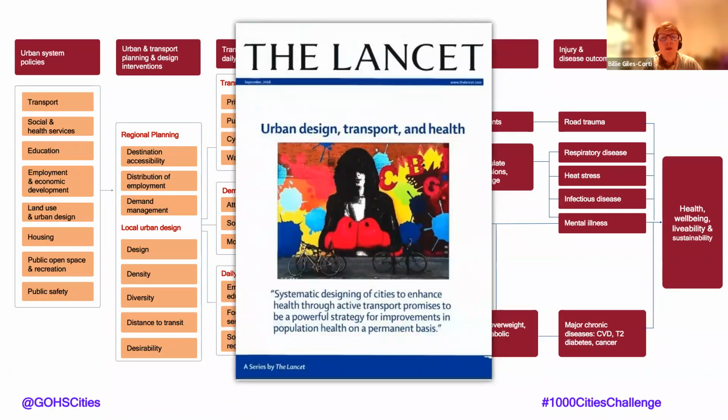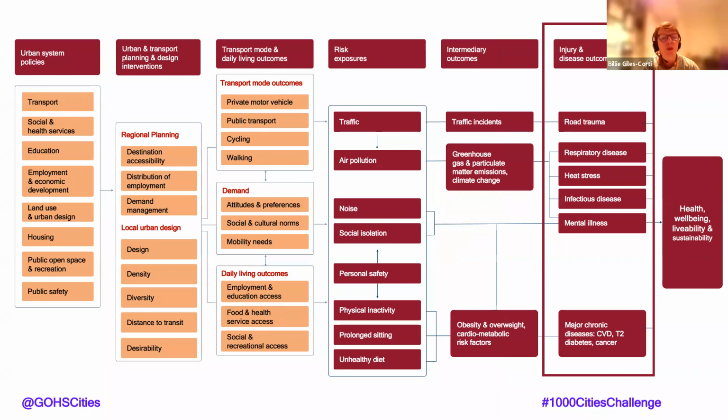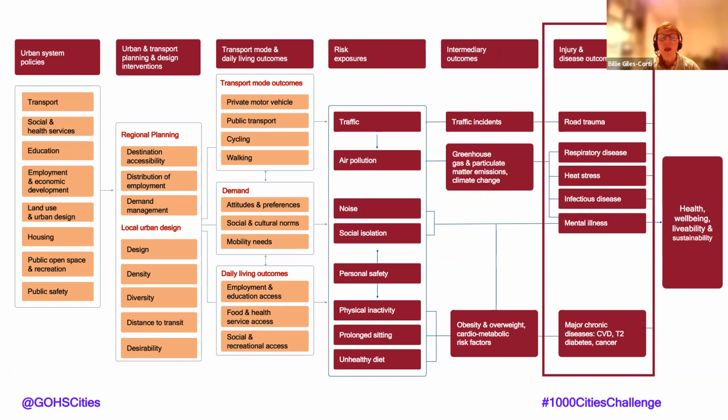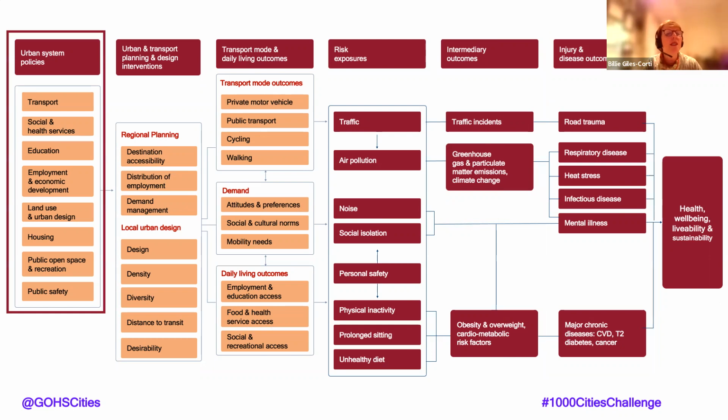Now, Jim mentioned that we did a Lancet series in 2016, so we've just published the more recent one, but that was really based on the work we did in 2016. And in that 2016 series, we came up with a conceptual framework about the way cities affect people's health. Now, what we argued is if we're interested in injury and disease outcomes downstream, we need to think about the upstream determinants of that.